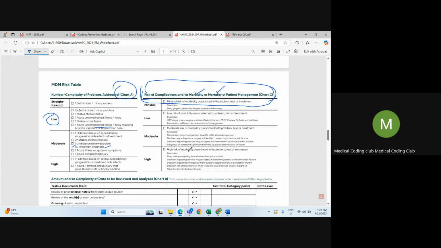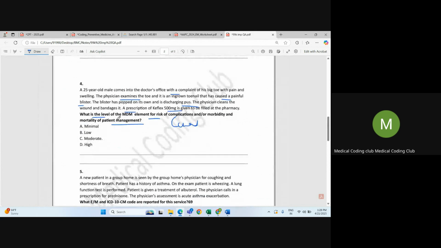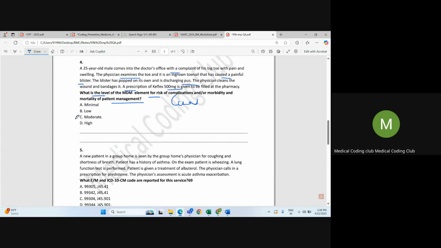So easy. They have ordered Keflex 500 mg, that is prescription drug management. So your risk level is moderate. That's why you should always refer to the complete question. So the answer is C, moderate.